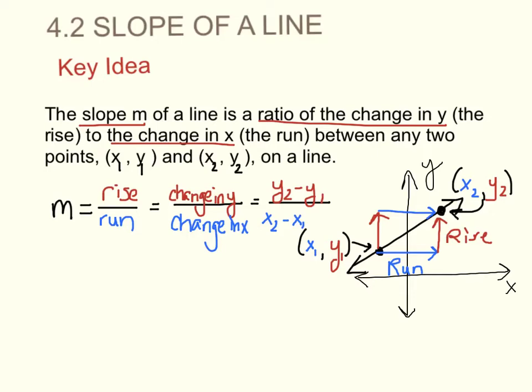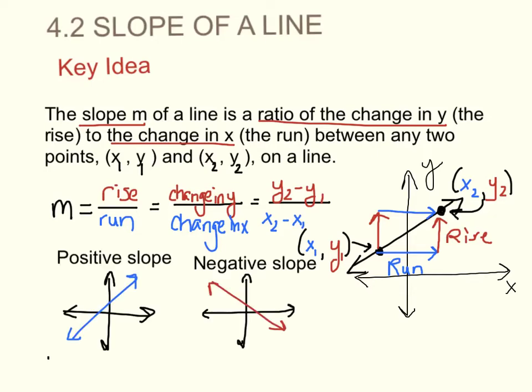One more thing you need to know is this. Down here in this box, if a line goes left to right and it goes up, then you have a positive slope. When your line goes left to right, it falls, it has a negative slope.